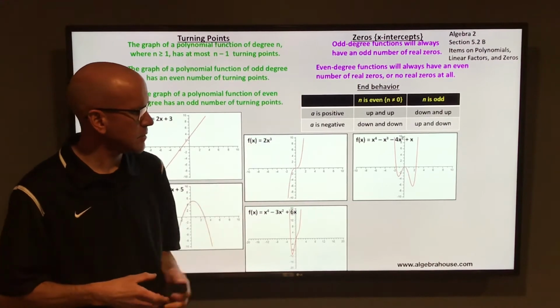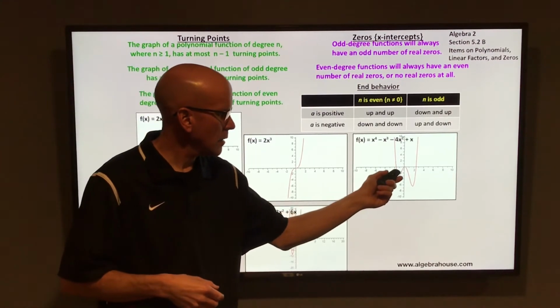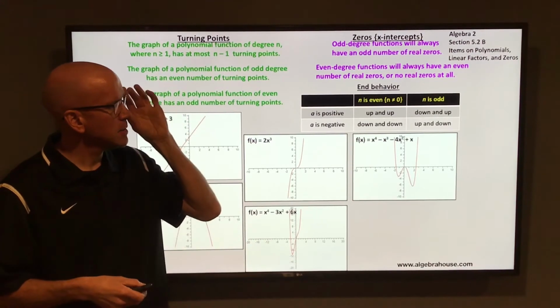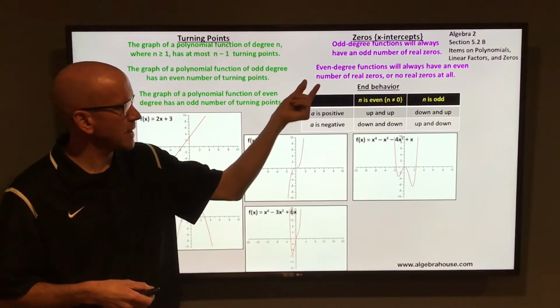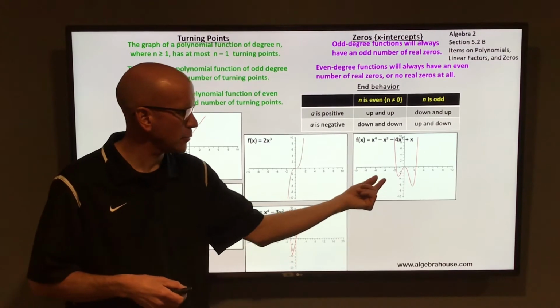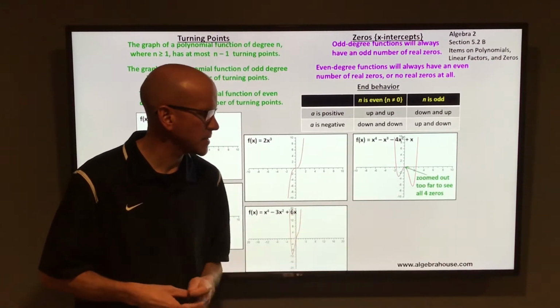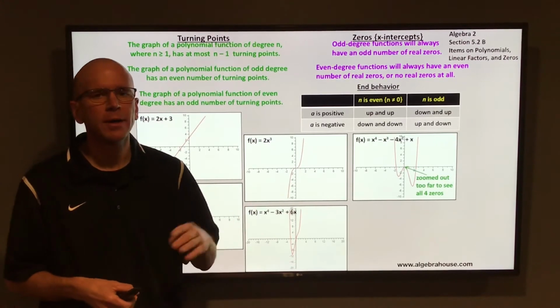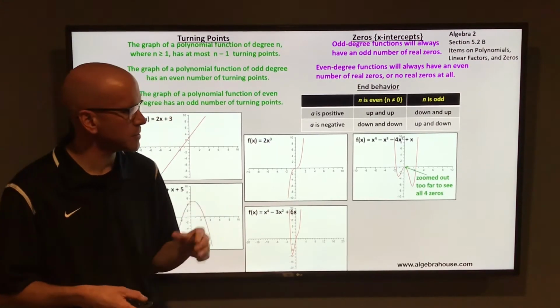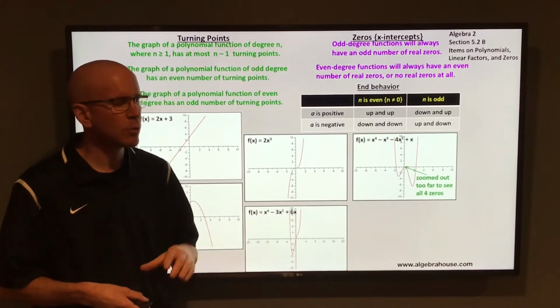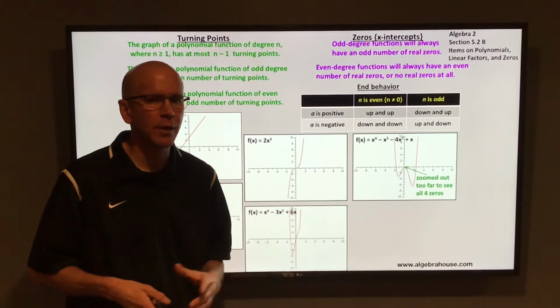As far as the x-intercepts go, it looks like there are 1, 2, and 3 x-intercepts. So even degree functions will always have an even number of real zeros, but I just counted 3 x-intercepts. Well, the problem with that is you'd have to zoom in on that and see there are actually 4 x-intercepts. There are 4 zeros. So sometimes with the graphing calculator, you have to use a zoom or trace feature in order to see all the details. There are 4 x-intercepts there.